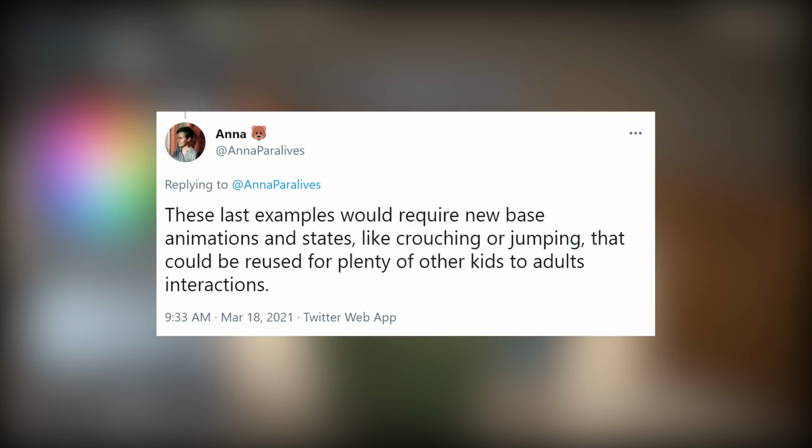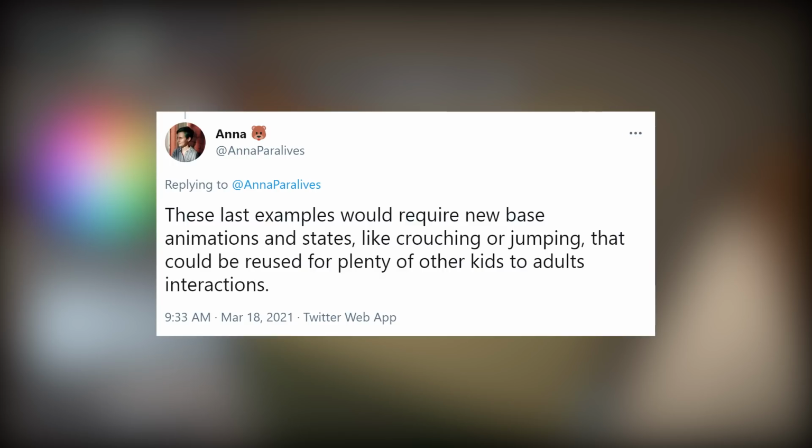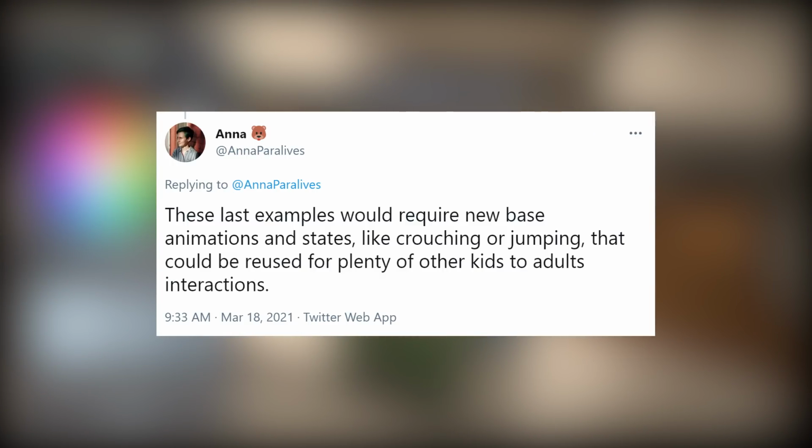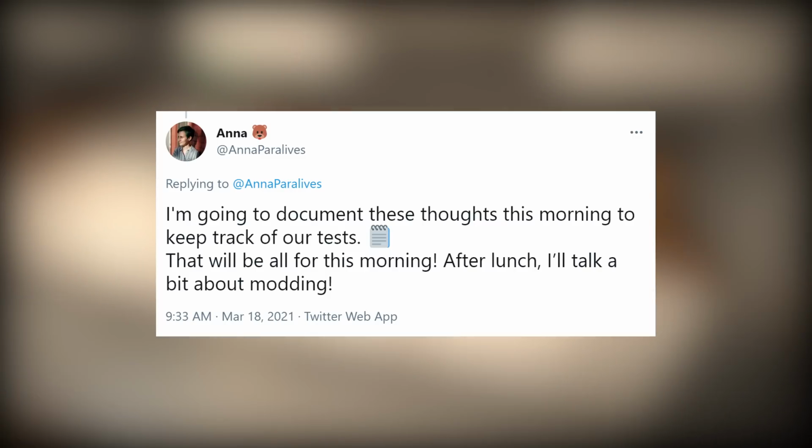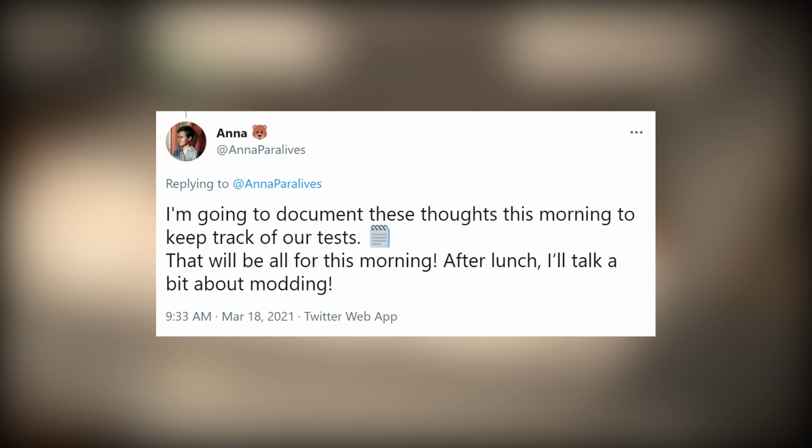These last examples would require new base animations and states, like crouching or jumping, that could be reused for plenty of other kids to adults interactions. I'm going to document these thoughts this morning to keep track of our tests. That will be all for this morning. After lunch, I'll talk a bit about modding.